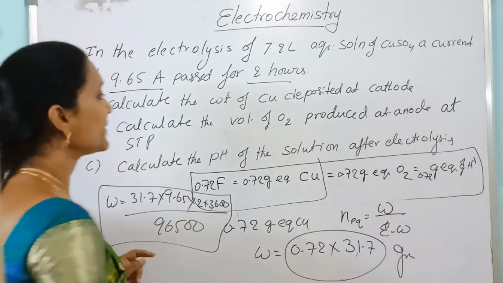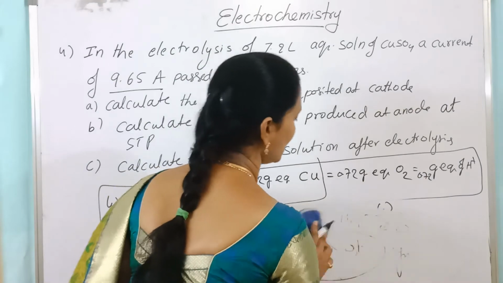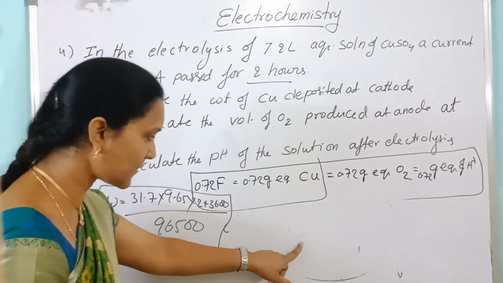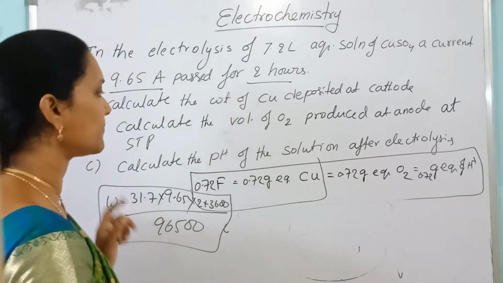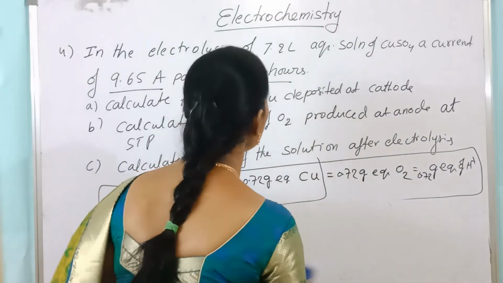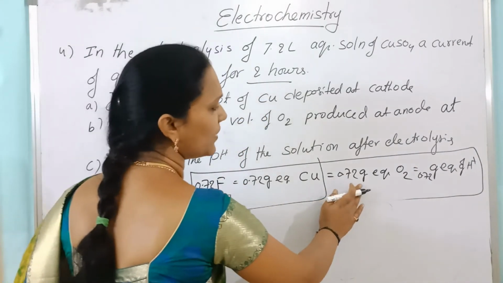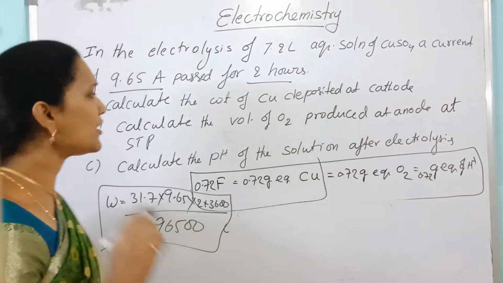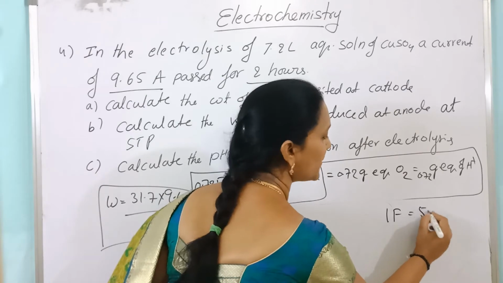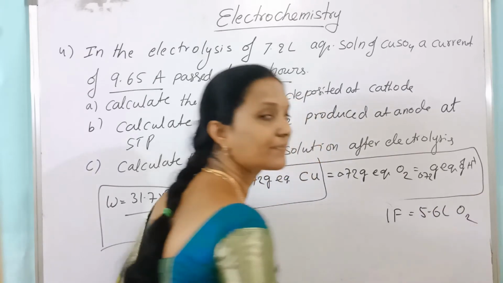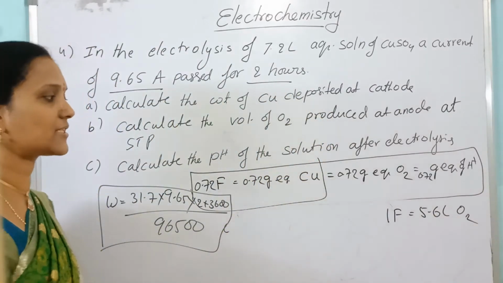Now the second one, calculate the volume of oxygen. Follow this method or the direct formula. This is the mass of the copper deposited. Now what is the volume of oxygen? Equivalents of oxygen. For the volume of oxygen, we learn one more: 1 Faraday gives 5.6 liters of oxygen. Yes or no? 5.6 liters of oxygen.